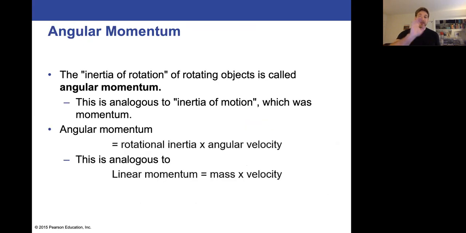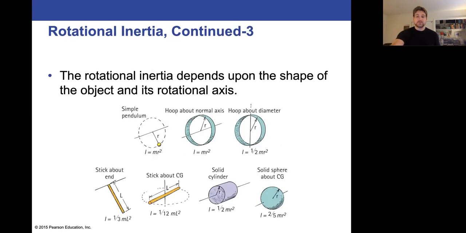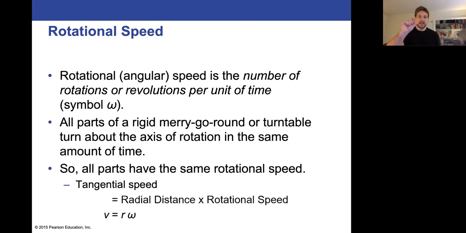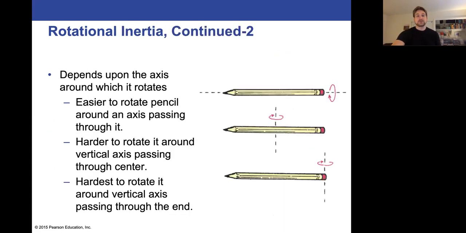Okay, so angular momentum is rotational inertia, mass times radius squared, times angular velocity. But angular velocity, or rotational, times one of those radiuses that's in the squared, that's the tangential speed. So it's mass times radius times radius times rotational speed, but radius times rotational speed is tangential speed, and that's where this equation comes from.